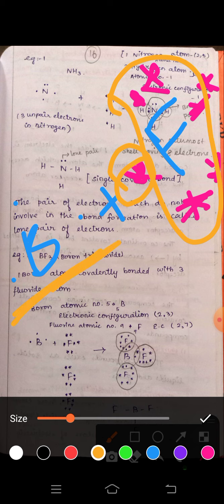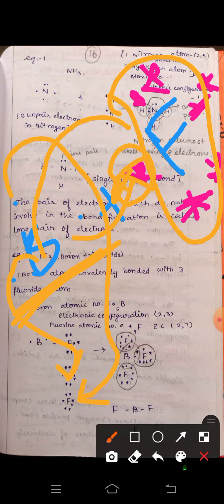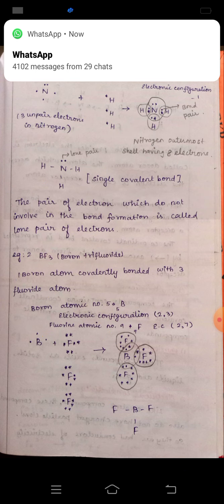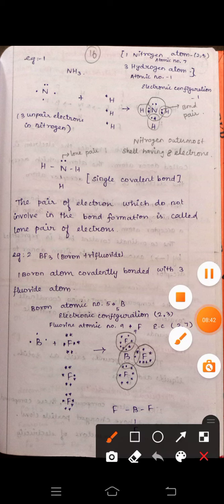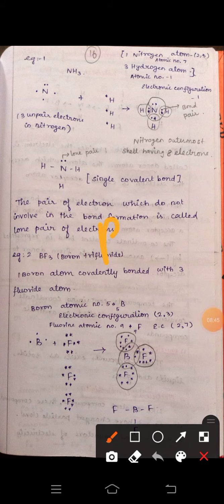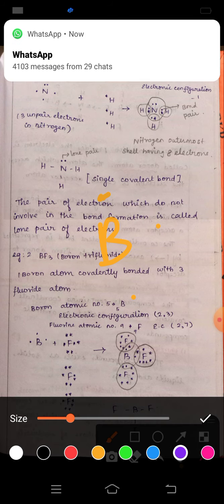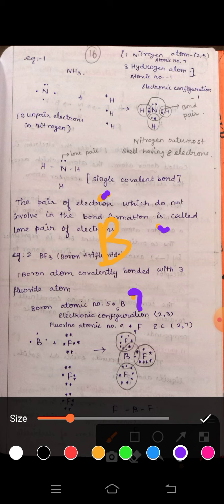So what the boron atom is doing is sharing the electrons. It is sharing 1 electron. This 1 electron is shared to this fluorine atom, this 1 electron is shared to the next fluorine atom, and this 1 electron is shared to the next fluorine atom. Totally there are 3 fluorine atoms. So boron is sharing 1 electron each to 3 fluorine atoms. After sharing, see here, boron has 1, 2, 3 arms. This is the boron electronic configuration.